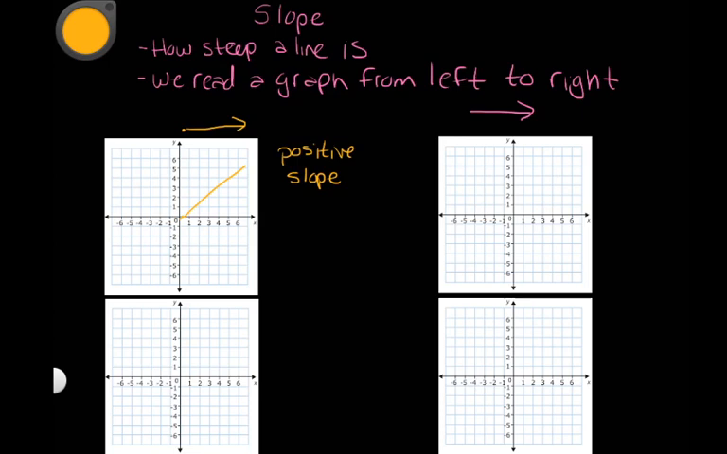Now over here, let's see another line that goes maybe like this. Because this line is going down when we read our graph from left to right, this is a negative slope.